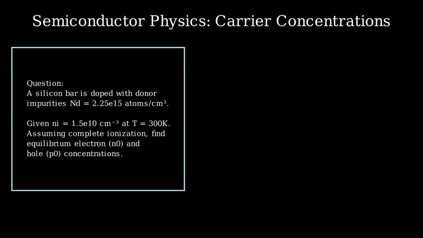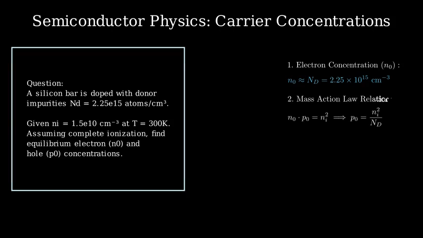We are dealing with an N-type semiconductor because it is doped with donor impurities. The assumption of complete impurity ionization means that every single donor atom we added successfully contributes exactly one free electron to the conduction band. Therefore, the equilibrium electron concentration, which we denote as n_0, is simply equal to the donor concentration, N_D.